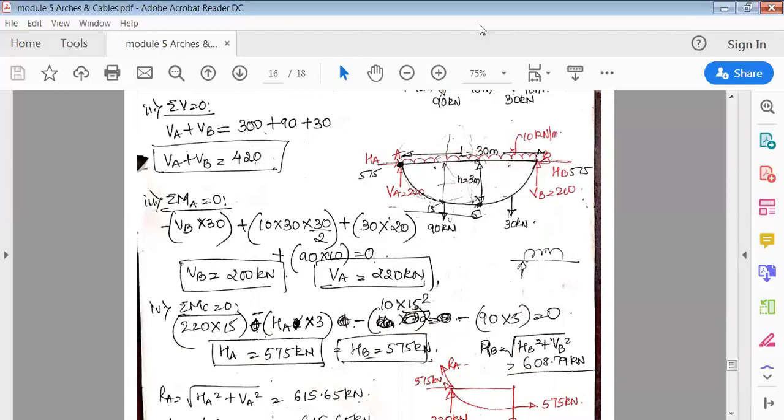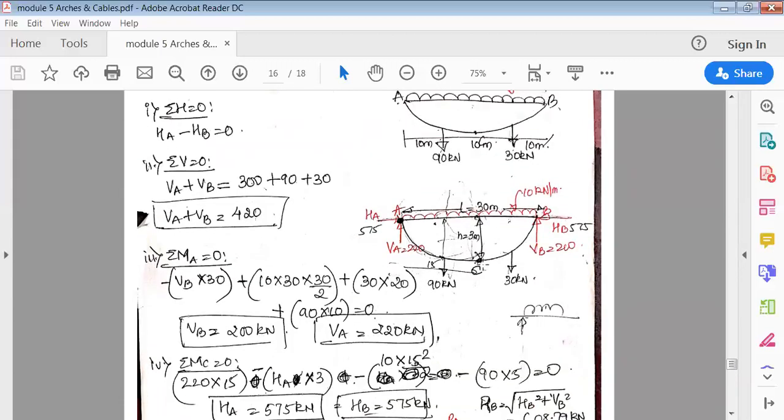Okay, next is moment about A is equal to 0. Find moment about A. So VB into 30, then 10 into 30 into 30 by 2, then plus 30, this 30 into 20 meter, because you're finding moment at A. 30 into 20, then again these are all clockwise. So 90 into 10 is equal to 0. So VB is 200, VA is 220.